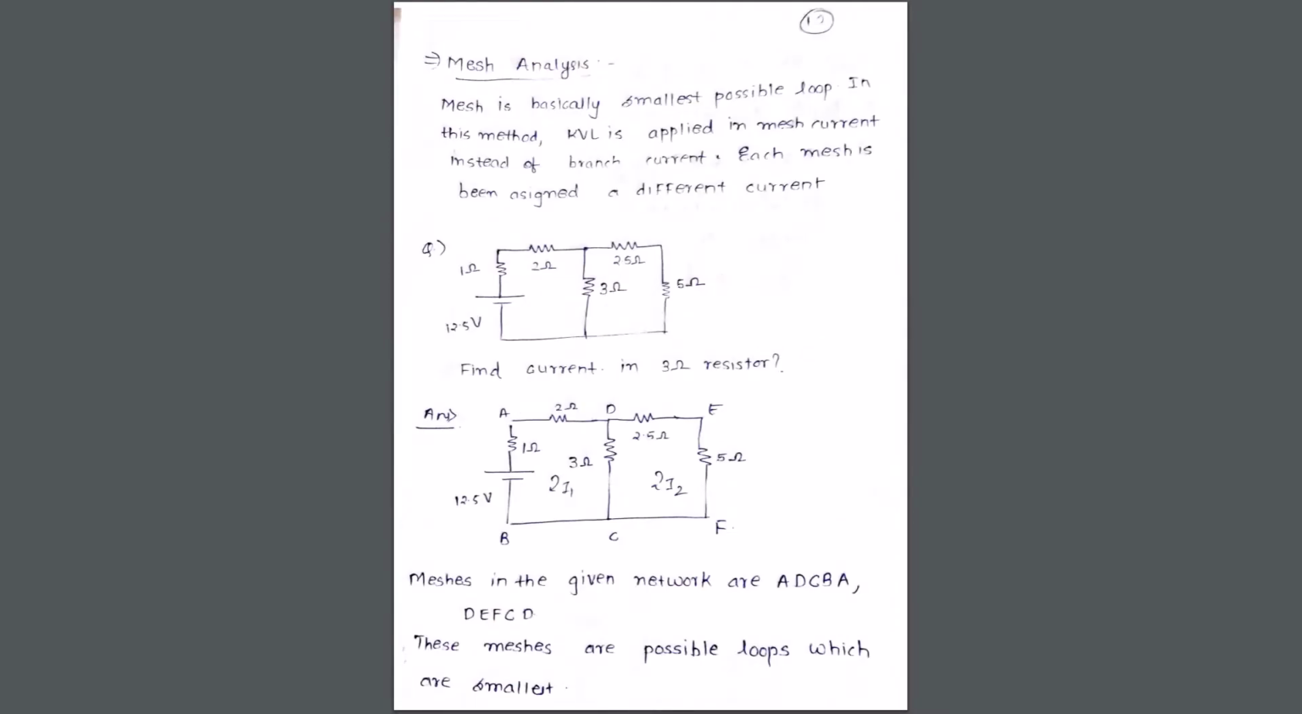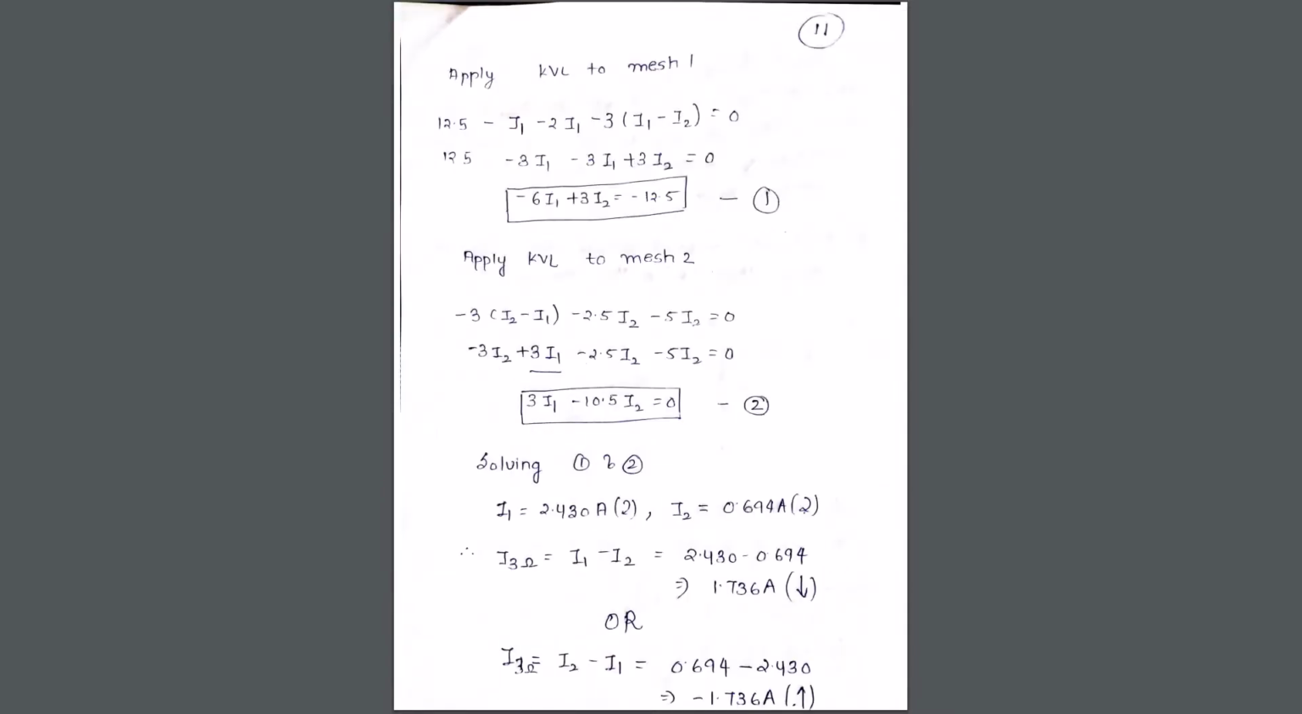Then I have minus 2.5 into I2 because I am moving in the same direction as that of my current source. Then minus 5 into I2 is equal to 0. Why equal to 0? Because in case of your Kirchhoff voltage law, the algebraic sum of voltage drop across all the elements will be equal to 0. So in such a way, I'll get the two equations in I1 and I2. We can solve these two equations to get I1 and I2.